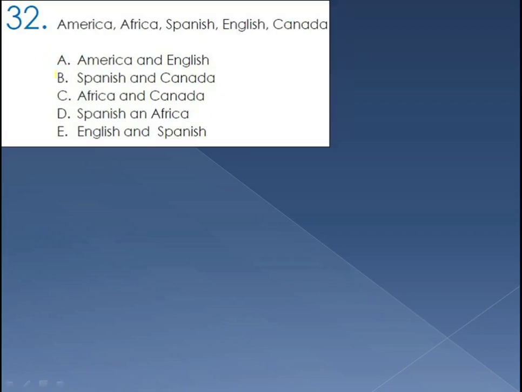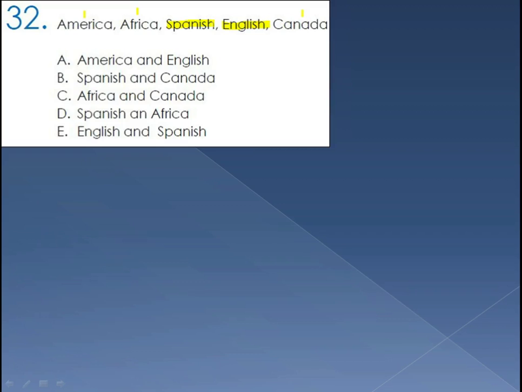32. You have America, Africa, Spanish, English, Canada. So again, we have a country, that's a country, that's a country, and that's a country. And this is a language, the English language and the Spanish language. So 3 of them are connected and 2 of them are connected, but remember you find 2 odd ones out.